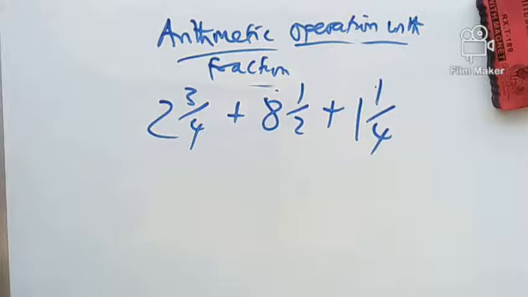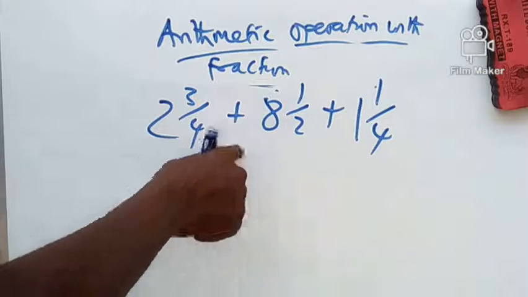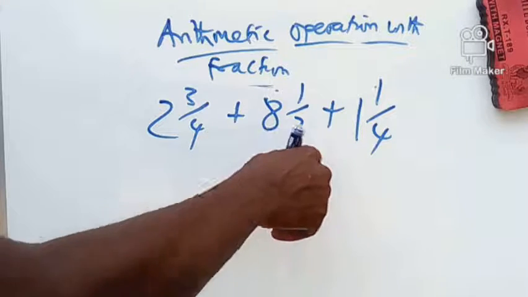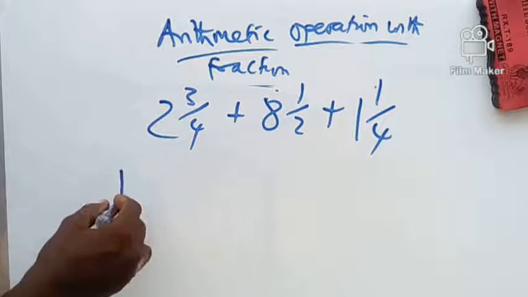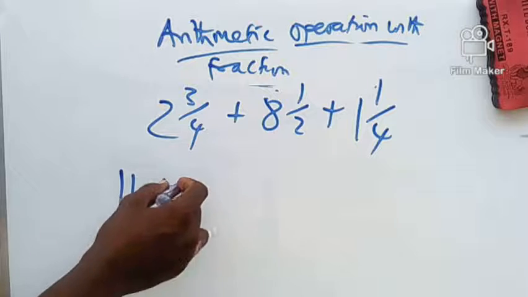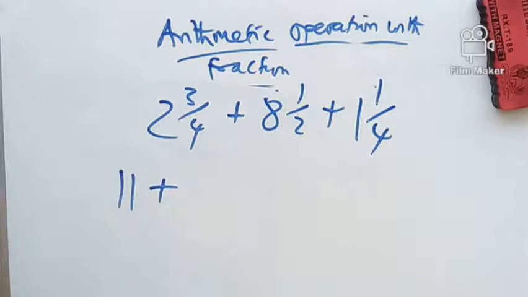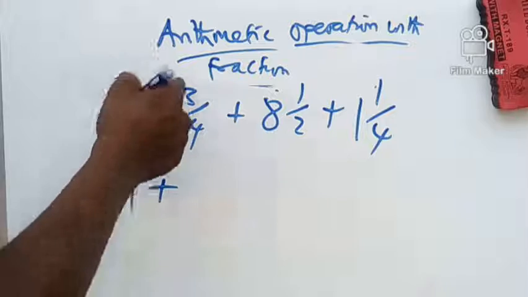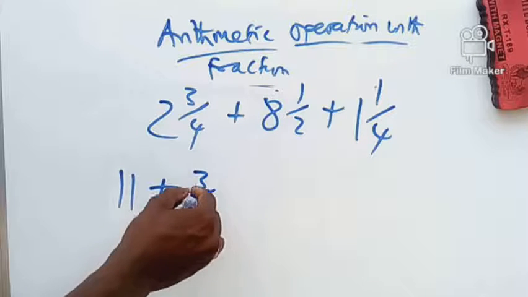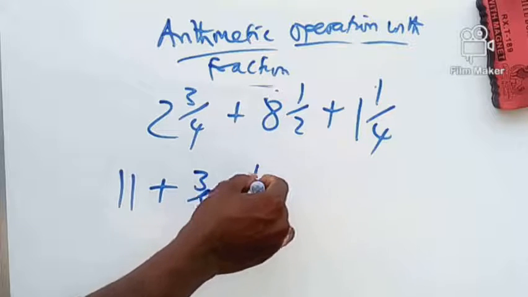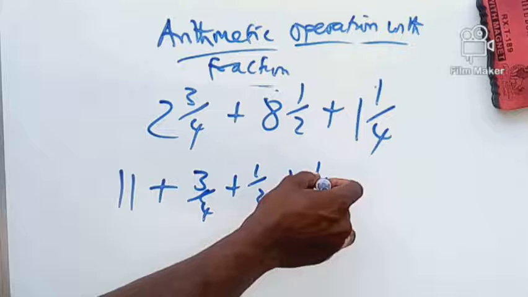The first stage is to simply add up the whole numbers. So to perform the arithmetic operation on the whole numbers, we simply say 2 plus 8, and that is 10. 10 plus 1 is what? 11. We write the whole numbers down. Then plus, let's deal with the fractions. What do we have as a fraction? The fraction is 3 over 4 plus 1 over 2 plus 1 over 4.